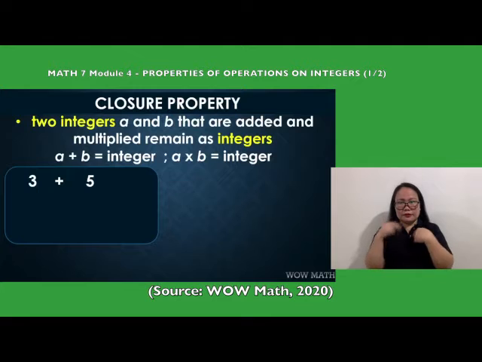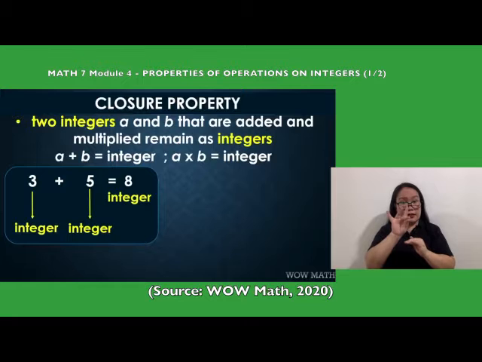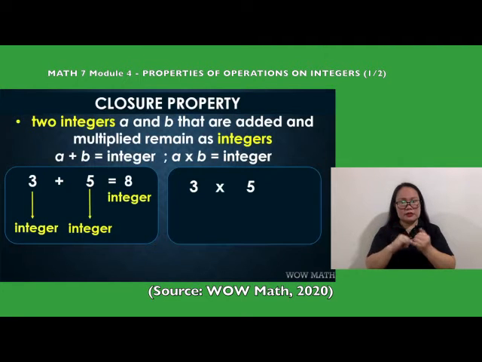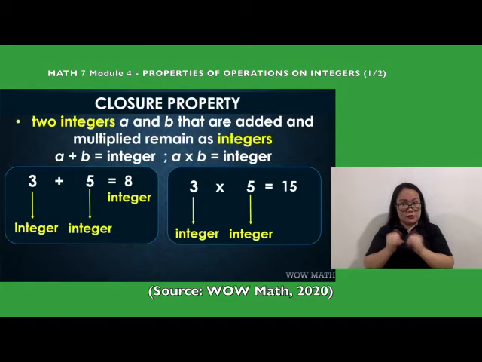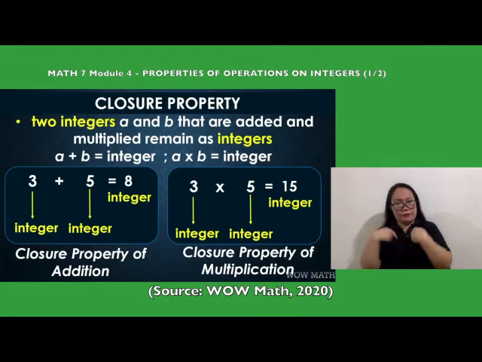Okay, let's have an example. If I have 3 plus 5 is equal to 8, we all know that 3 is an integer, 5 is an integer, and the result or the sum is also an integer. Now, for multiplication, 3 times 5 is equal to 15. 3 is an integer, 5 is also an integer, and 15 is also an integer. Therefore, closure property is true under addition and multiplication. Therefore, we have closure property of addition and closure property of multiplication.